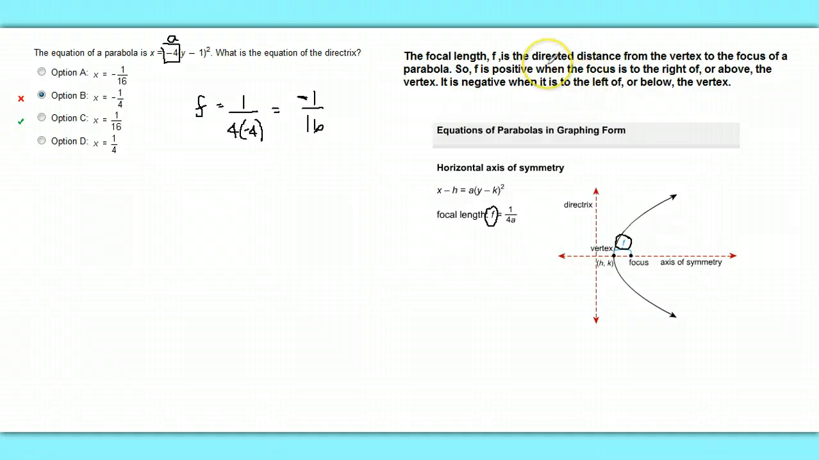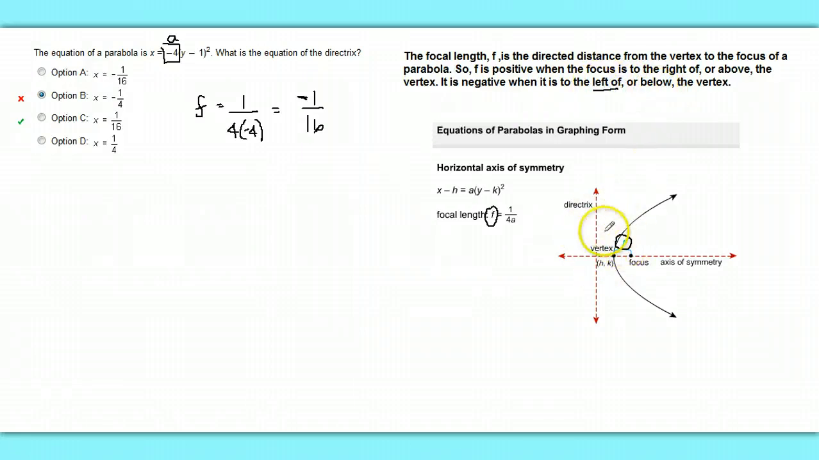I also copied this here because this is important. It says if f is positive, then the focus is to the right of the vertex. Okay, well ours is not positive, ours is negative. So it is to the left or below the vertex. And below would be if it's a vertical parabola. In this case it's horizontal, so it's left of.